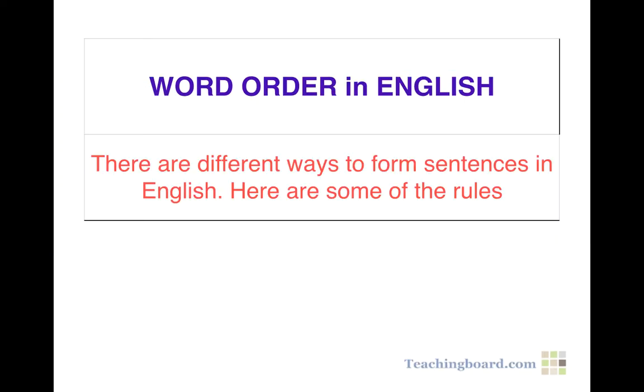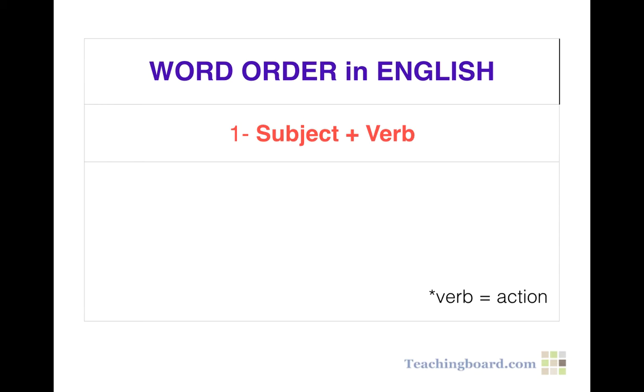There are different ways to form sentences in English, and there are certain rules. So today we're going to look at some of these rules. If you want to form a sentence in the English language, you need at least two elements. These are subject and verb. Verb means action.